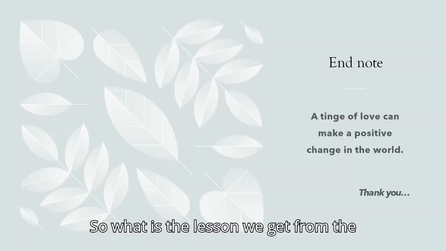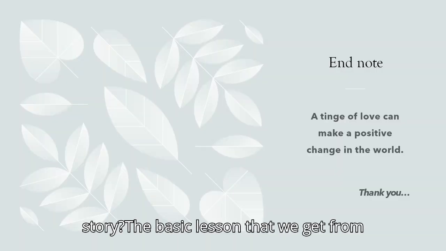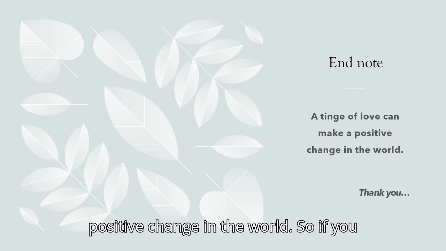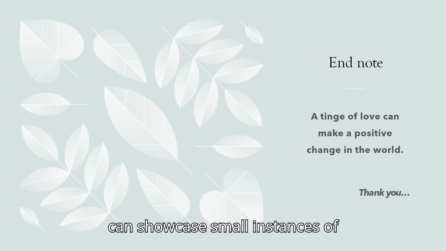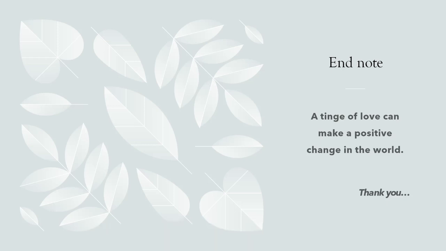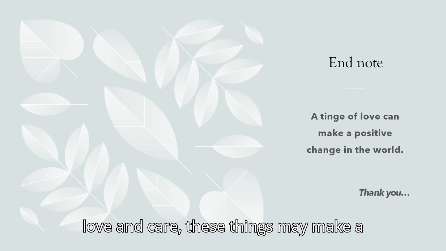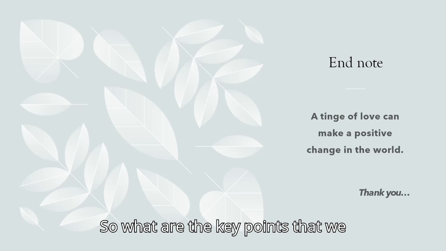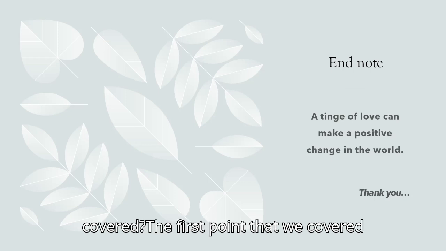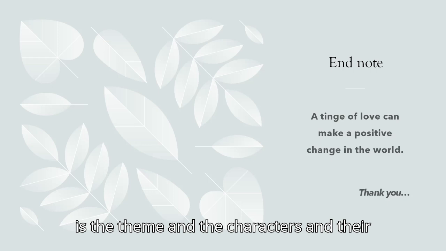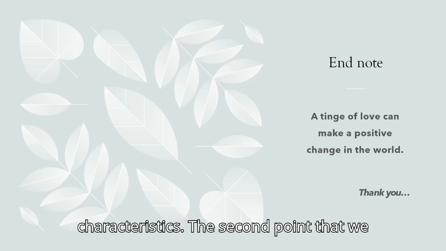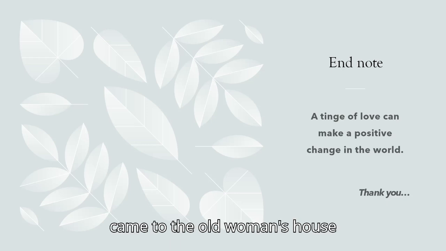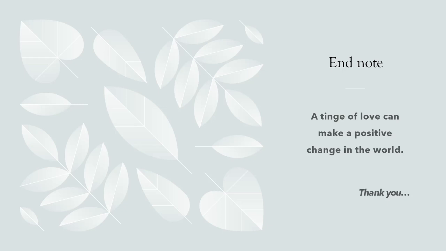So what is the lesson we get from the story? The basic lesson that we get from the story is that a tinge of love can make a positive change in the world. So if you can showcase small instances of love and care, these things may make a positive change in the world. So what are the key points that we covered? The first point that we covered is the theme and the characters and their characteristics. The second point that we covered is who came to the old woman's house and why.